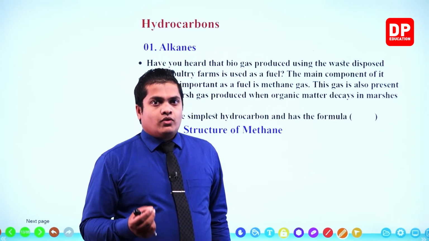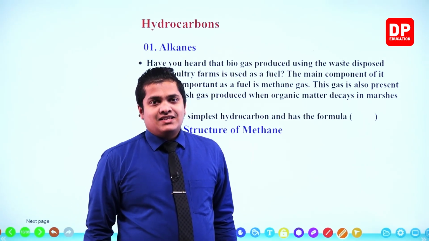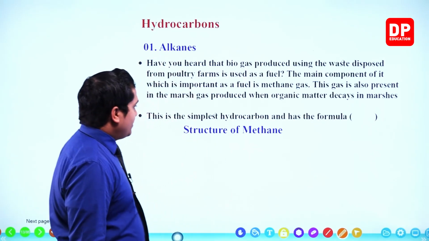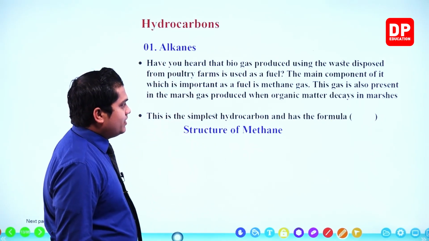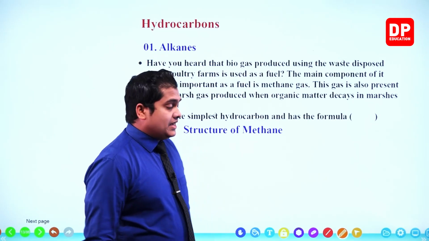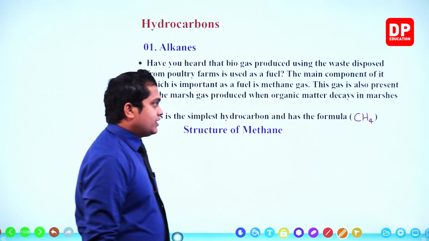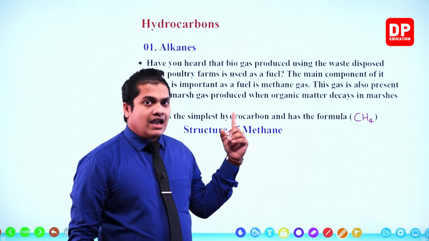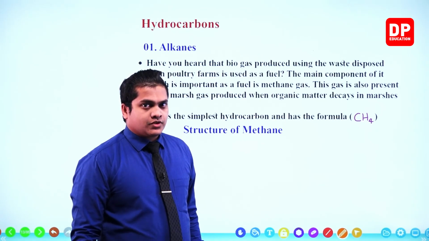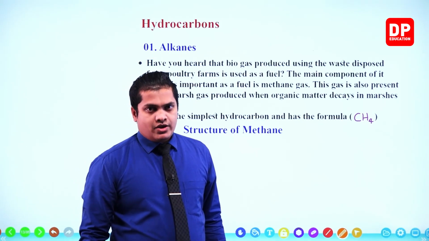So the main fuel component contained within biogas is methane. Methane is a type of hydrocarbon, the simplest hydrocarbon that we can observe. So this is the simplest hydrocarbon and has the formula, you are given with a blank. So the formula for methane is, my dear children, CH4. When we were studying the table regarding the fuels, I gave you the formula for methane. So CH4 is the formula for methane, the main constituent in biogas.